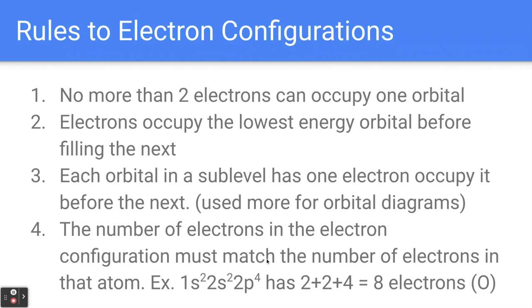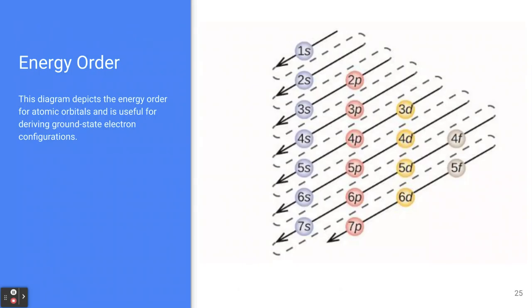The 2 plus 2 plus 4 gives us 8 electrons. That gives us oxygen. All right. So this is how we fill our orbitals. We fill the 1s first, then we fill the 2s.